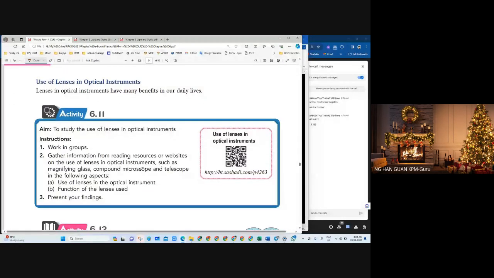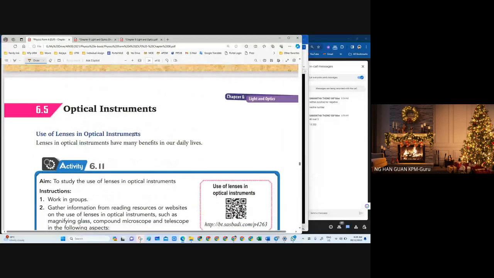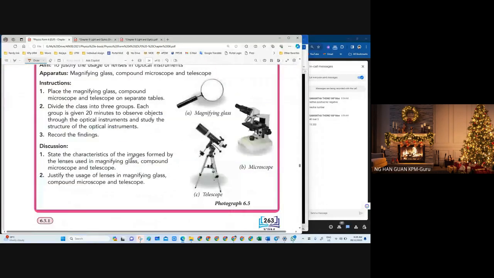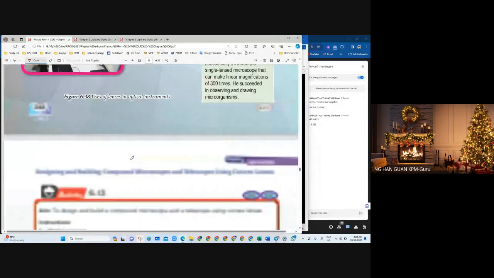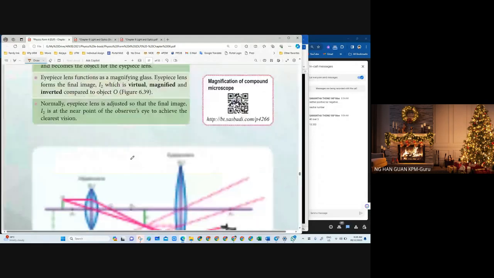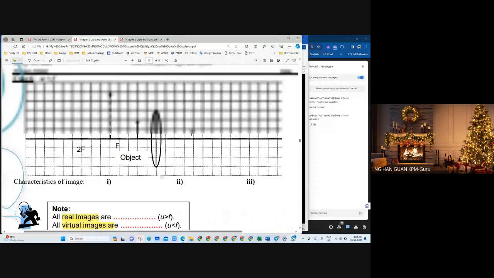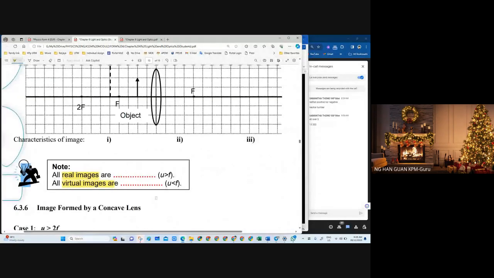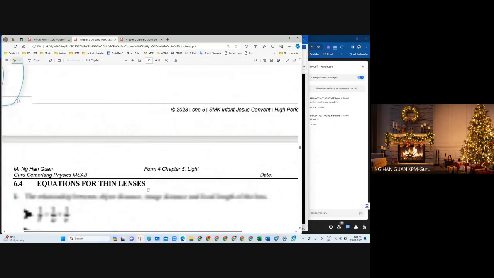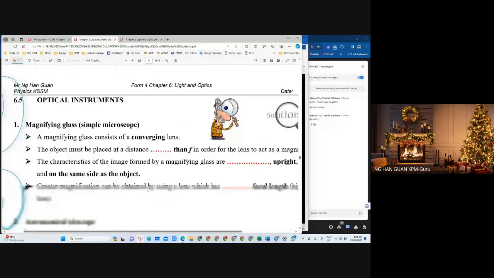I think that's all for this morning. Optical instruments, I will discuss in the next lesson, because there will be drawings for the telescope and microscope. So I hope you already learned how to form the image with the ray diagram, and you continue to practice on these instruments.